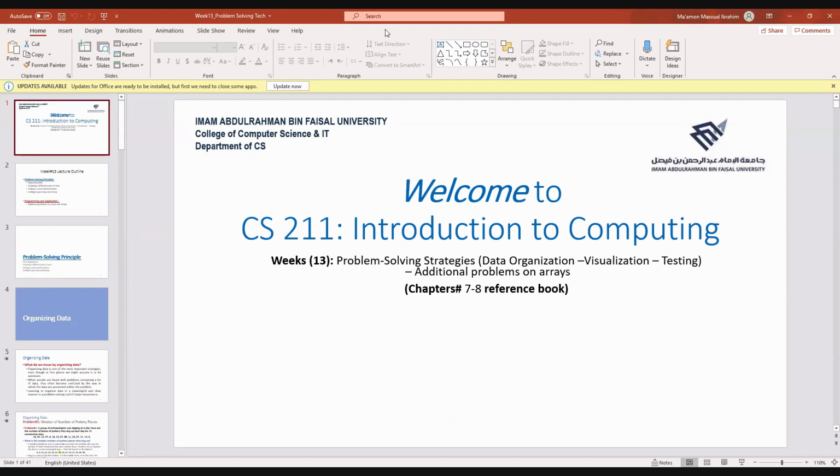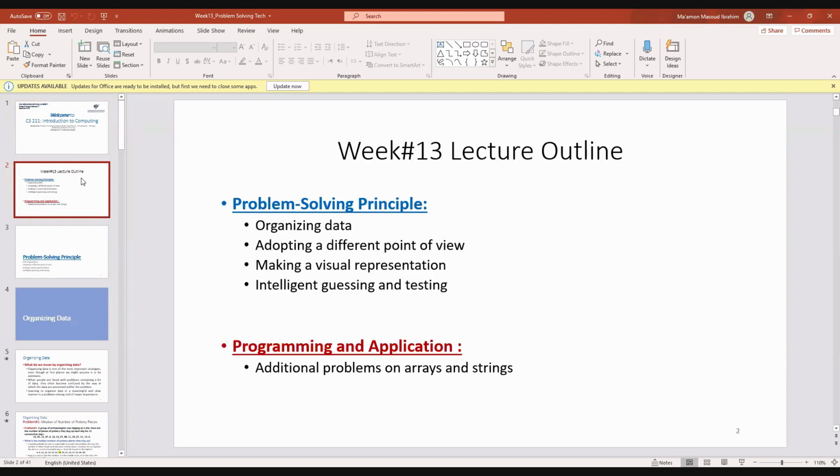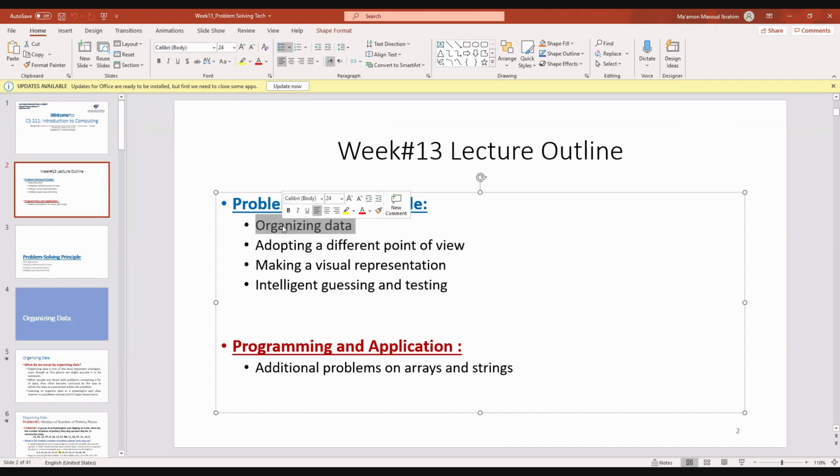Okay guys, good morning. We will continue what we have talked about in our last lecture. We have talked about problem solving principles and techniques. We have talked about data organization, or organizing the data, and adapting different points of view. Today we will continue talking about making a visual representation and intelligent guessing and testing.